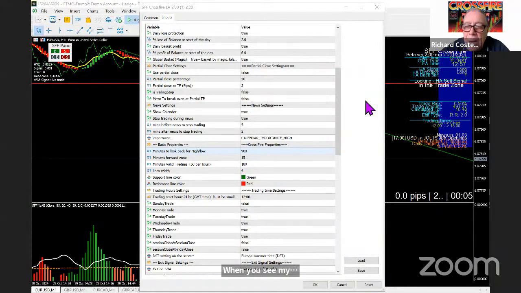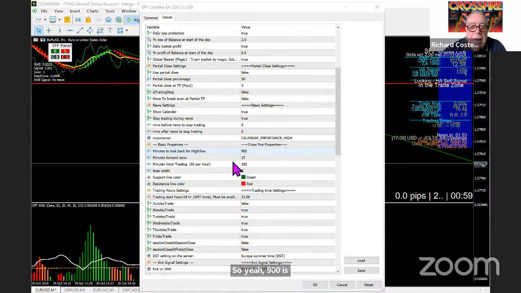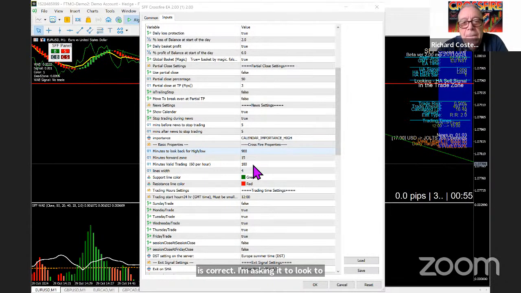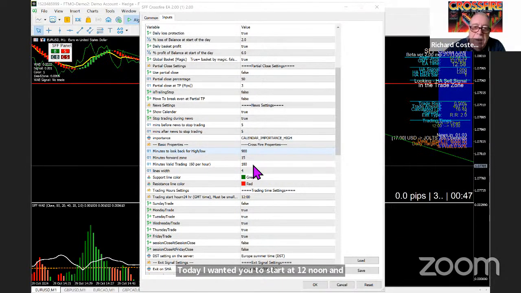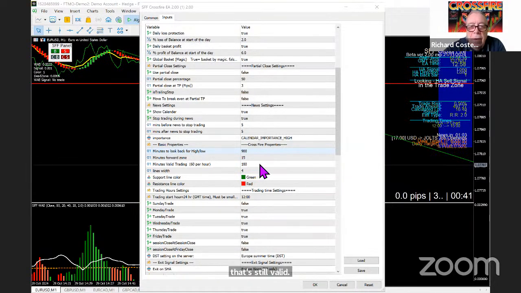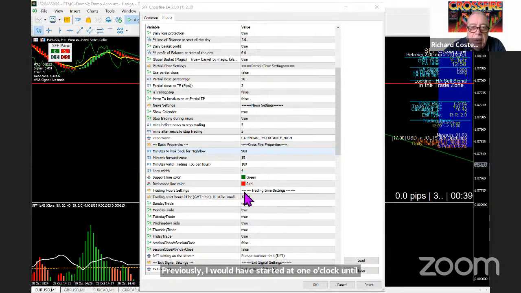So if I go back to screen share, you should be able to see my MT5. So yeah, 900 is correct. I'm asking it to look for 3 hours. So I want it to start today at 12 noon and finish at 3 o'clock. That's still valid. Previously, I would have started it at 1 o'clock until 4. So we changed that. You just saw me change that.